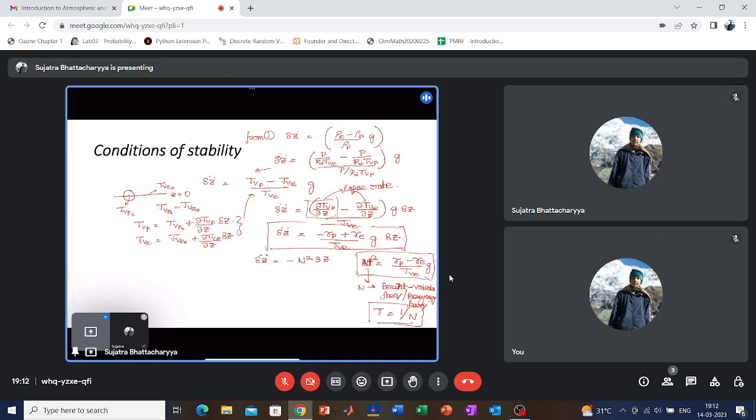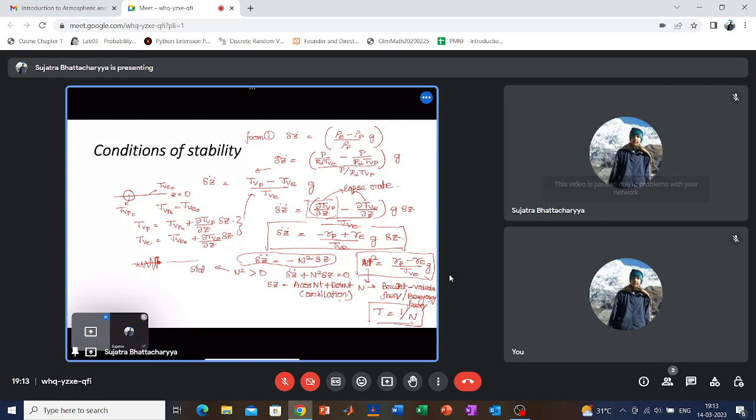Now, if you see this particular differential equation, what will happen if n square is greater than 0? Then it will be delta z double dot plus n square delta z equal to 0. What does this mean? A cos nt plus b sin nt, some kind of oscillation. Suppose this is an equilibrium level where the parcel is. Now, as the parcel starts moving up, because of the temperatures or the buoyancy, this parcel will come down, go slightly back below, and again come back. So this way it starts oscillating and ultimately it will damp out. This is the stable condition.